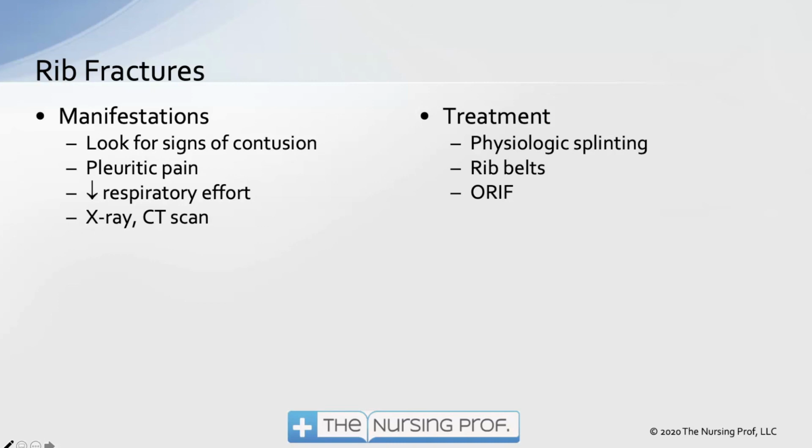Look for signs of contusion. Look for pleuritic pain, decreased respiratory effort. Physiologic splinting is basically what we'll do for most rib fractures. Most of the time we don't use rib belts or any other type of way of supporting those ribs just because of the possibility of decreasing our respiration even further. If there's multiple fractures on a rib, they may do a surgery and just kind of tie those ribs back together a little bit. But in most cases, we just let them heal up on their own.